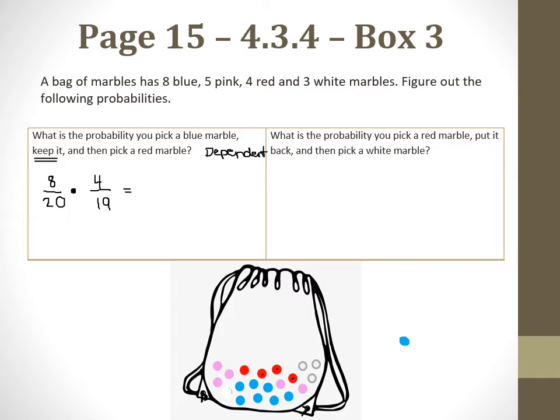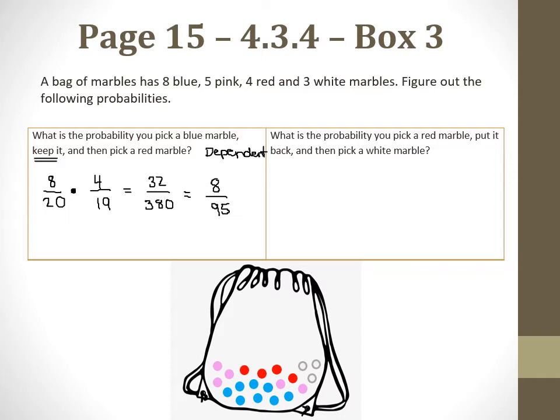So 8 times 4 is 32. 20 times 19 is 380. And those are both divisible by 4. So 32 divided by 4 simplifies to 8. 380 divided by 4 simplifies to 95. So this is an 8 out of 95 chance that you would pick a blue marble, keep it, and then pick a red marble. So I'm going to reset my bag of marbles here.